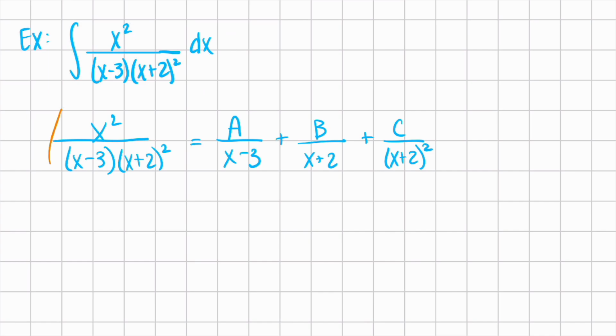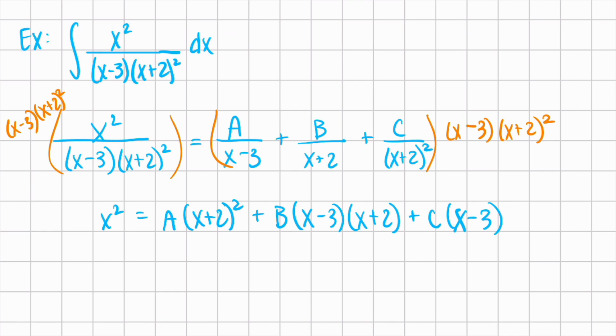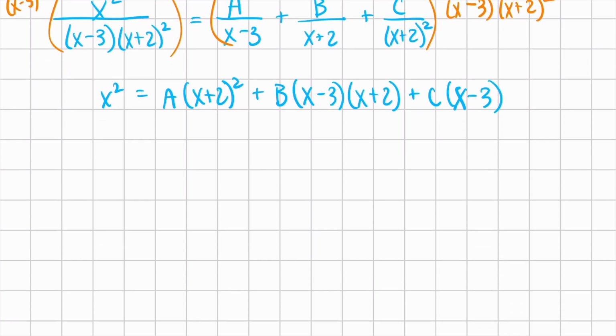From here, I want to get rid of my denominators, so I'm going to multiply both sides of the equation by x minus 3 times x plus 2 squared. We get x squared equals A times x plus 2 squared, the x minus 3's cancel, plus B times x minus 3 times x plus 2, one of the x plus 2's cancel, and then C times x minus 3, the x plus 2 squared cancels. So let's plug in stuff for x. Let's see what we can isolate.